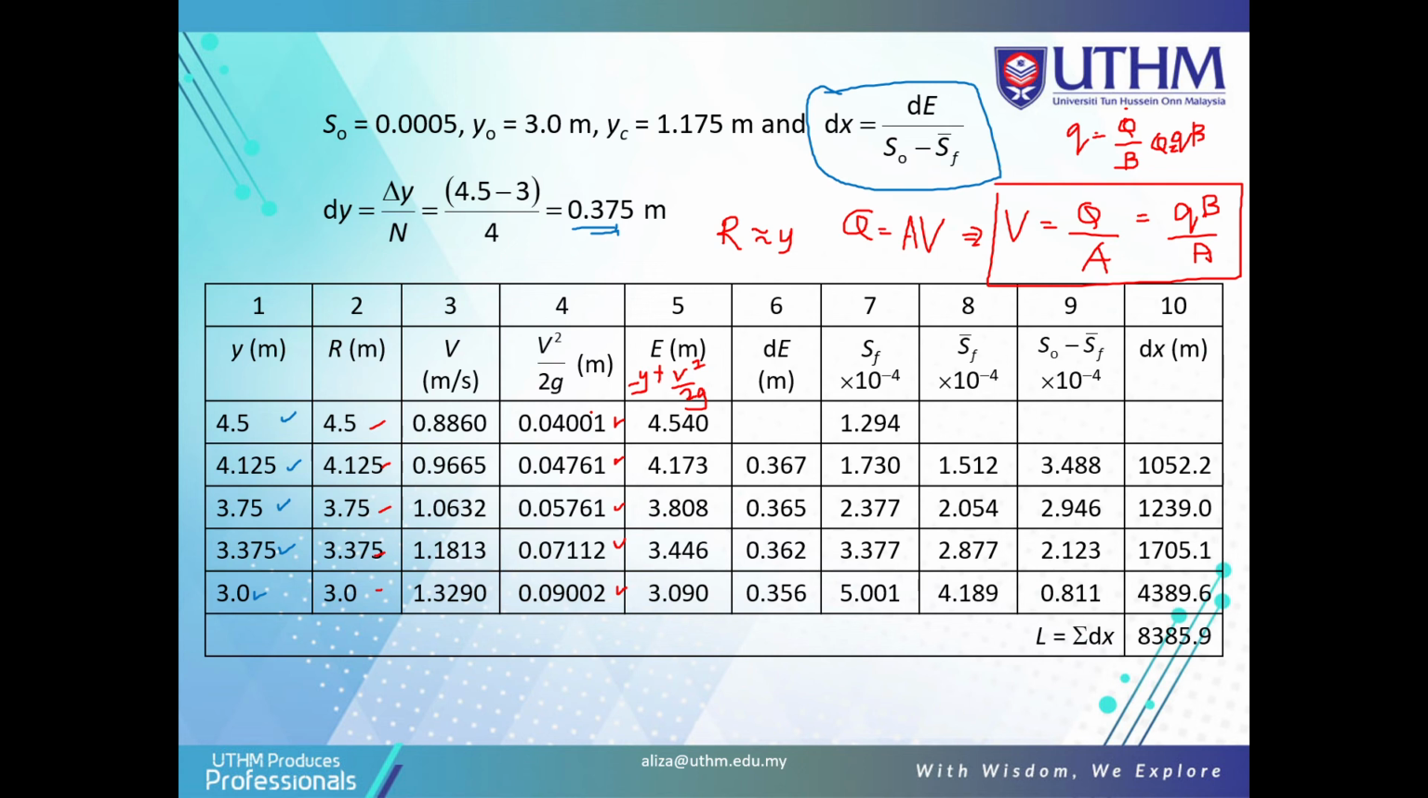You get the value here until you get the Y plus the V squared over 2G in the column. That is column 5, column 1 plus column 4. So you get the value here. So column 5 is equal to column 1 plus column 4. And then at column 6, you get the DE.